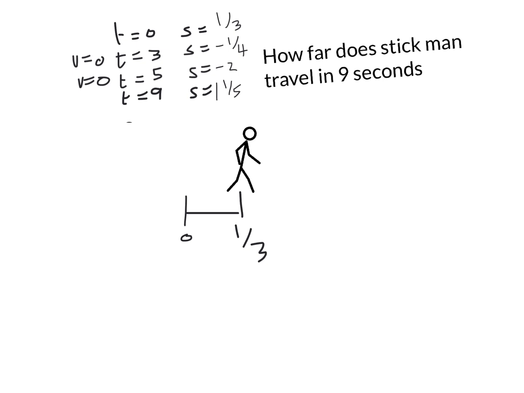Right, what is the motion then? Well, after 3 seconds, his displacement's going to be at -1/4. So if we mark on -1/4, again, forget about scales. Then he goes from 1/3 to -1/4 in the first 3 seconds. So over 3 seconds, he went from 1/3 to -1/4. What's that distance? Let's do the bigger number minus the smaller number. So 1/3 minus -1/4.